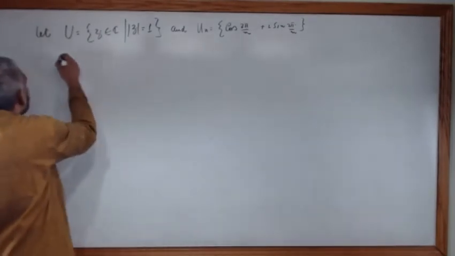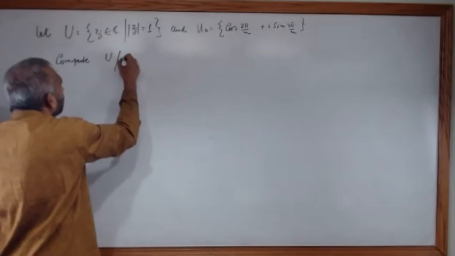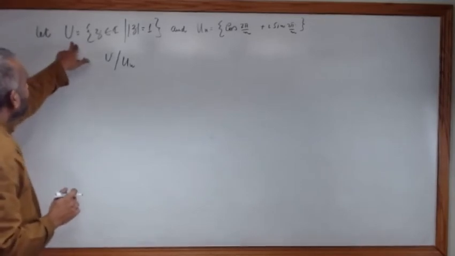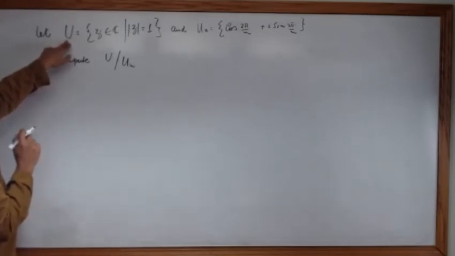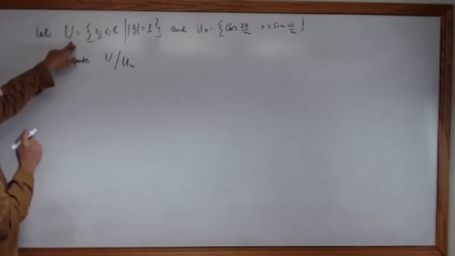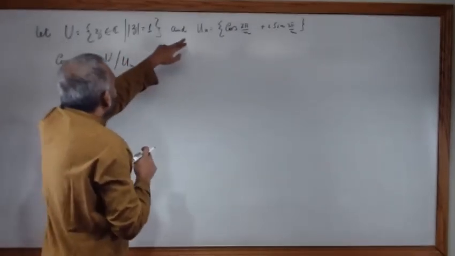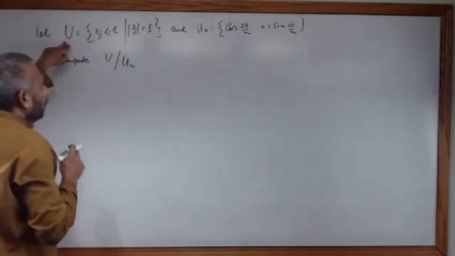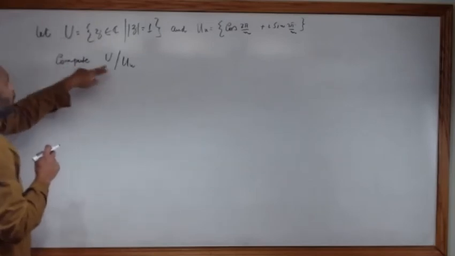Then compute U over Un. What we need to see here is that we are assuming this is a group of the unit circle with multiplication as the binary operation, and this is going to be a subgroup of this, and in fact a normal subgroup, because this is an abelian group, so any subgroup is going to be a normal subgroup. So it makes sense to say the factor group of U over Un.